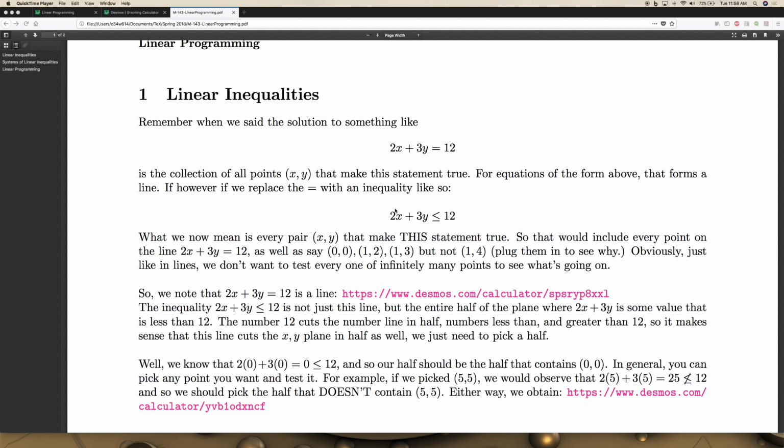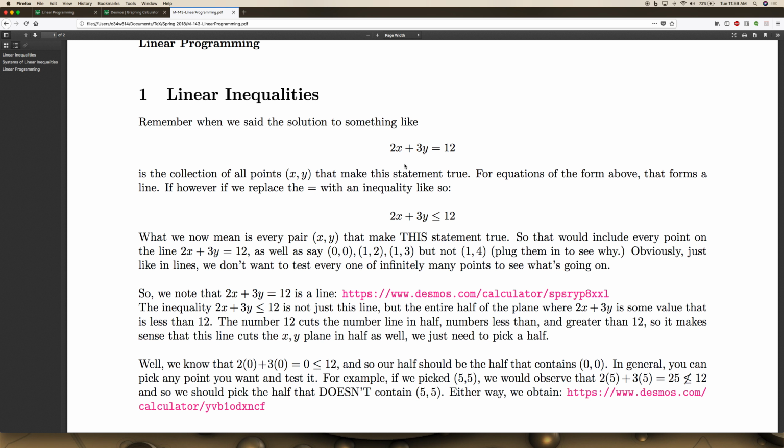The basic idea of a linear inequality is that it's similar to a linear equality. Here, 2x plus 3y equals 12 is a linear equality, and what this represents is the collection of xy points that make this statement true. Something like 6x plus 0y makes that true, and 0x and 4y, or x is 0, y equals 4, makes that true. And infinitely many other points also make that true. X is 3 and y is 2, etc.